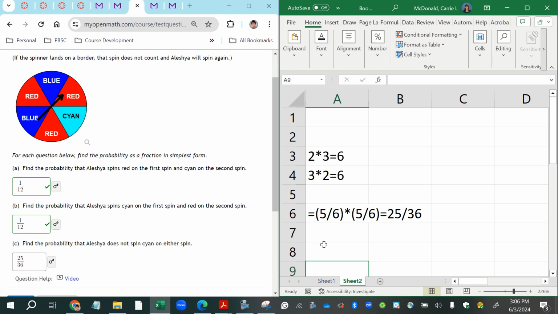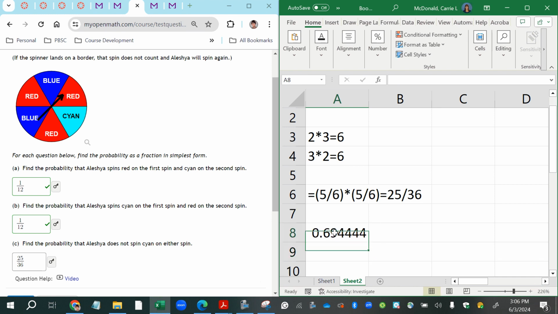And if I want to do my little trick that I showed you before, I could even do it all in one go: 5 over 6 like this times 5 over 6. The only difference in how I'm typing it now is I actually have the equal sign active here. When I did it the first time, I put this little apostrophe in front of the equal sign, which makes everything text instead of an actual calculation, so that I could just see the math rather than have it do my decimal for me.